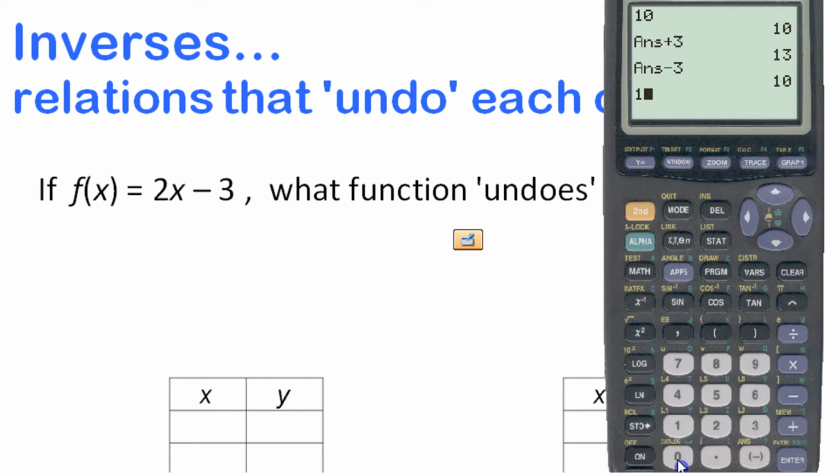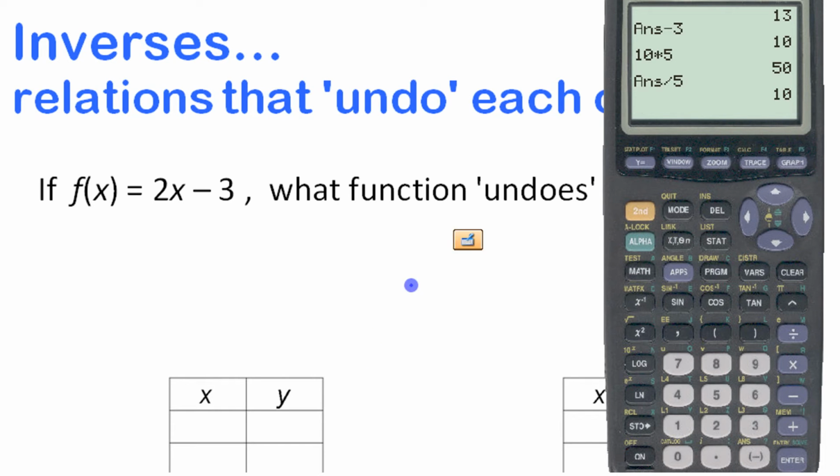Or if you take a number like 10 and you multiply it by 5, think about what operation undoes that. Obviously divided by 5. If you take your answer and divide it by 5, you're going to get back your original number. All right, now that's what we're talking about when we talk about inverses.